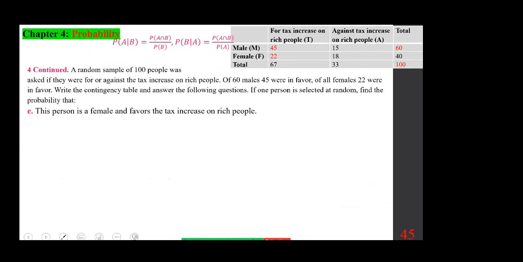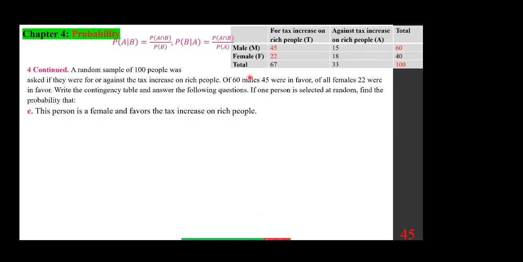We are looking at the same question. The next part is asking, this person is a female and favors the tax increase. Before we move on, it's important to know the only time your sample space is not the total of 100 is when you see given. If given is not there, you go back to this total sample space of 100. With the given, which is a conditional probability, the total sample space decreases. So this person is a female and favors the tax increase.